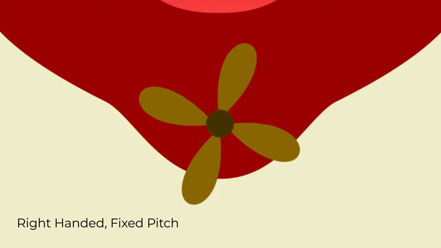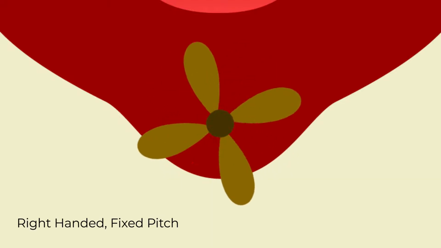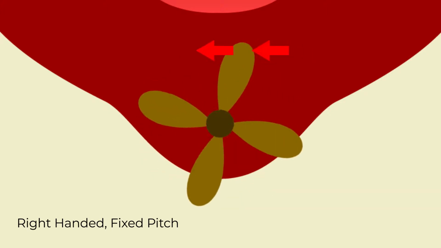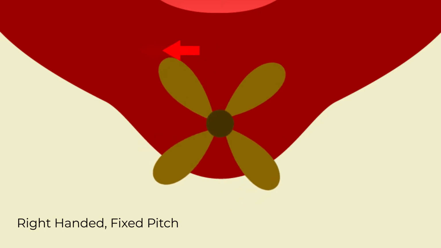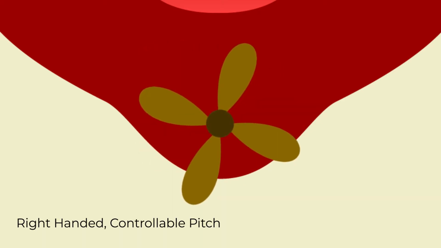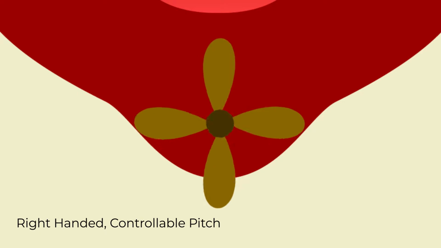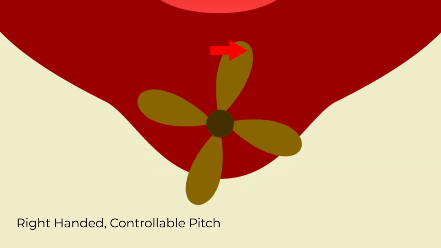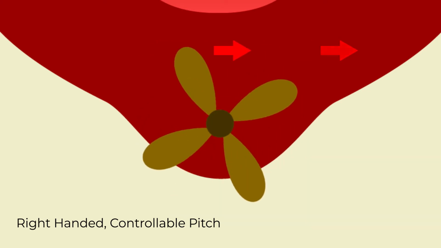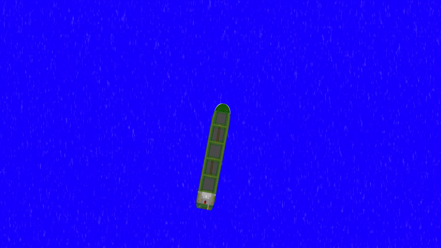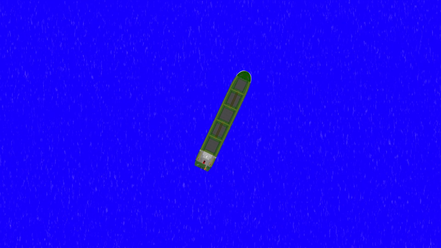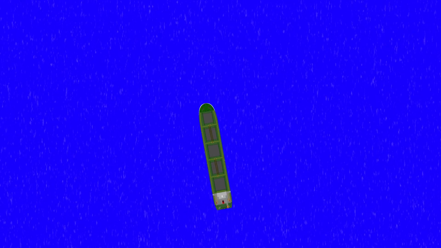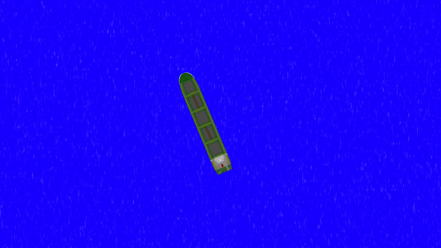So a fixed pitch right-hand propeller, which remember is going to be spinning clockwise when it's running ahead or anti-clockwise when it's running astern, is going to tend to walk your stern to the left. A controllable pitch right-hand propeller is also going to be spinning clockwise when it's running ahead, but it's going to be spinning clockwise as well when it's running astern, so it's going to tend to walk your stern to the right. If you look at your boat from above, if your stern wants to walk to the left, it's going to mean your vessel naturally wants to turn to starboard. And vice versa, of course. If it wants to walk to the right, your vessel wants to turn to port.